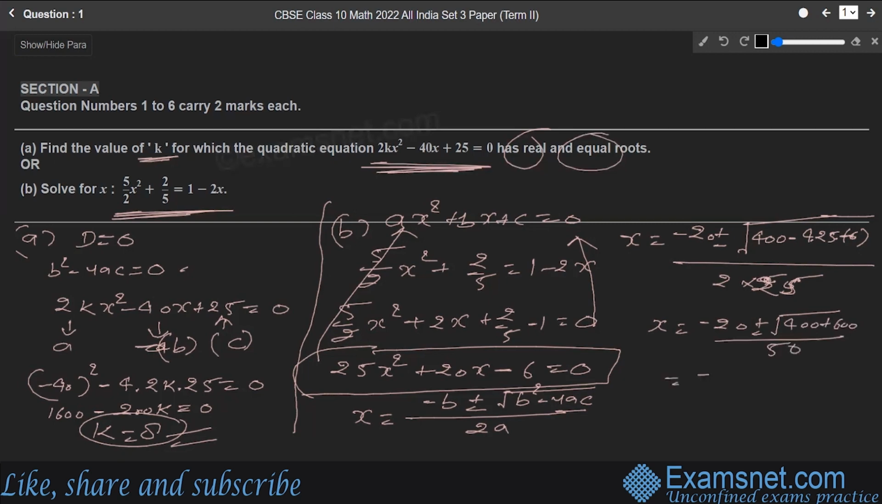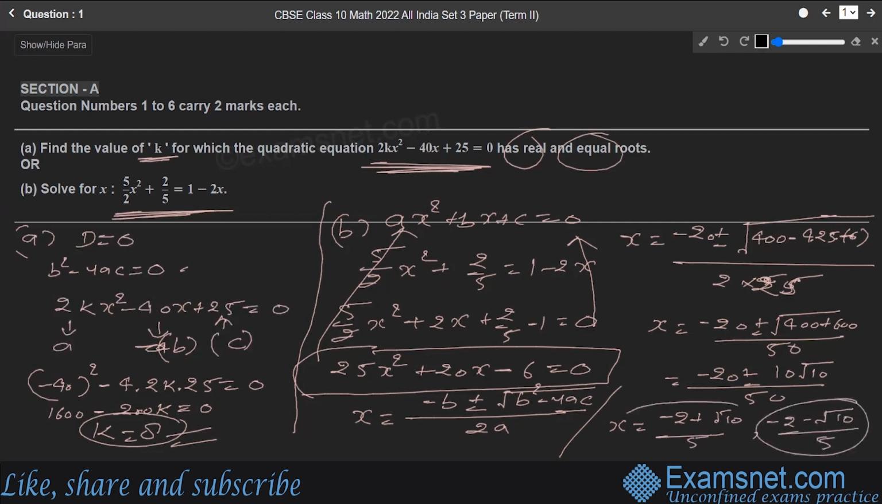That is nothing but −20 ± √(400 + 600), 400 plus 600 is 1000, and the root of 1000 is 10 root 10. So it is going to be ± 10√10 over 50. If you solve this further, you are getting the two values of x. One value is (−2 + √10)/5, and the other value you are getting is (−2 − √10)/5. So these are the two values of x that you are getting. That is the ultimate solution of the equation, and that is going to be the right answer.